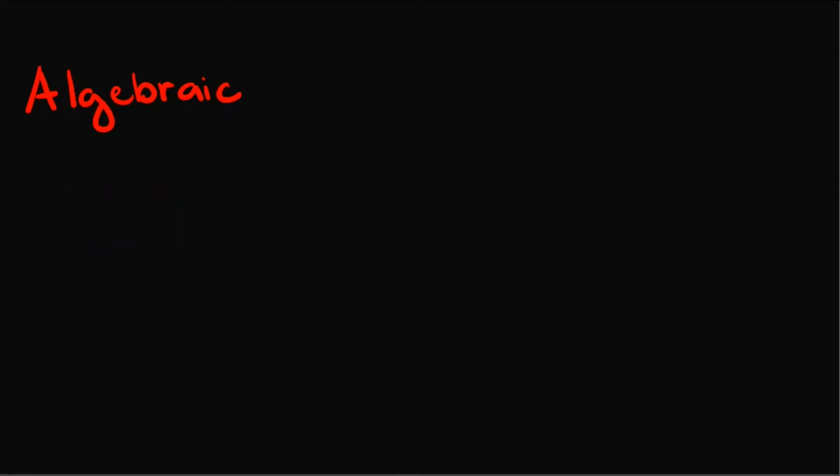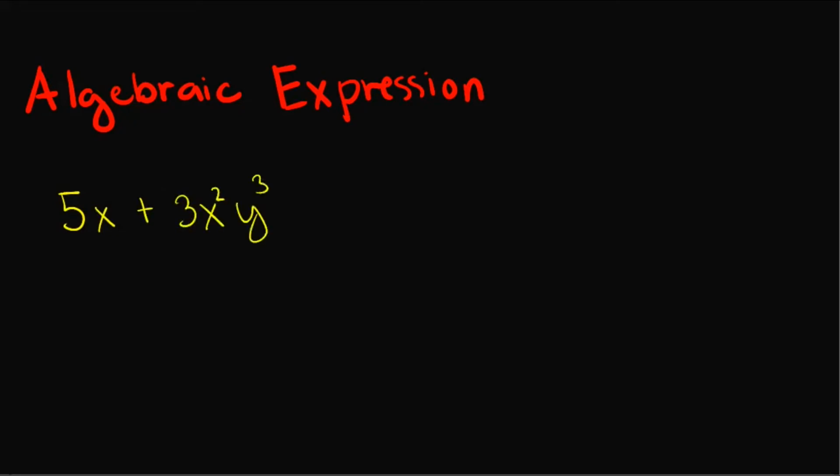Now aside from algebraic terms, we also have algebraic expressions. So algebraic expressions are basically algebraic terms that are combined through operations. So for example, we have 5x plus 3x squared y cubed.